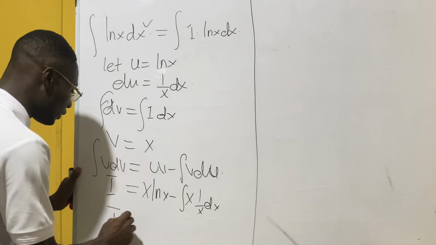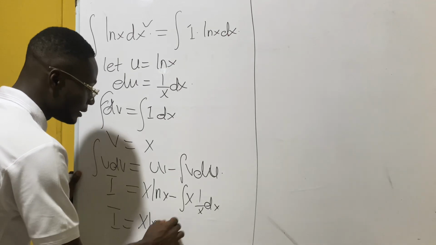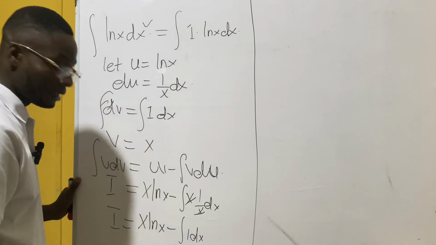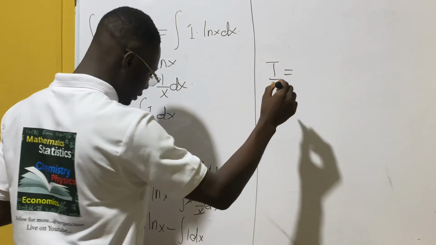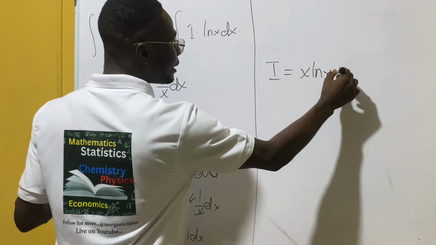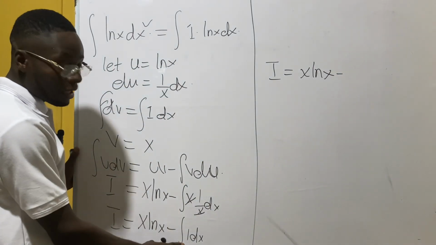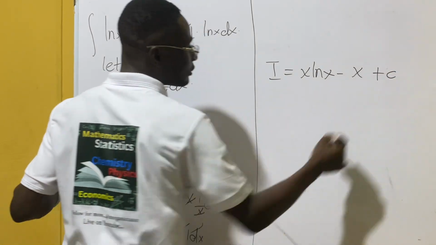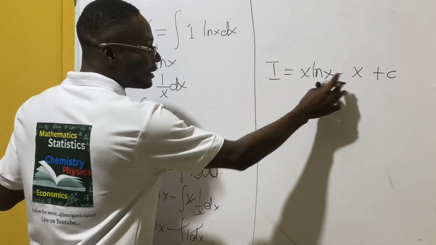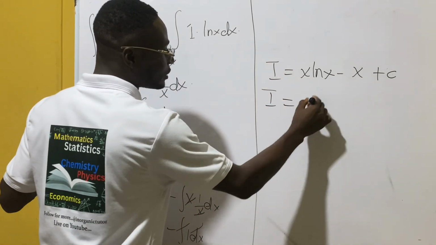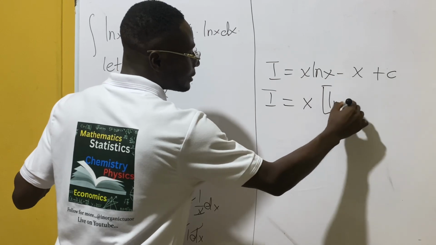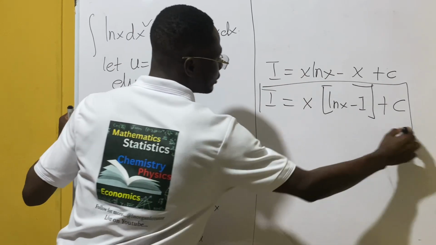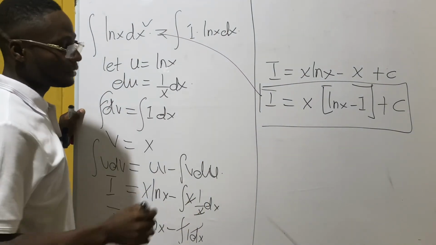So we have I equals x ln x minus, and this cancels this, we have integral 1 dx, right? So we're going to have our integration to be x ln x minus, the integral of 1 dx is basically x, right? So we have x right here plus our constant of integration. But we know that this can be simplified. So we have I equals x times ln x minus 1 plus a constant of integration. And this becomes the final solution to this particular problem.